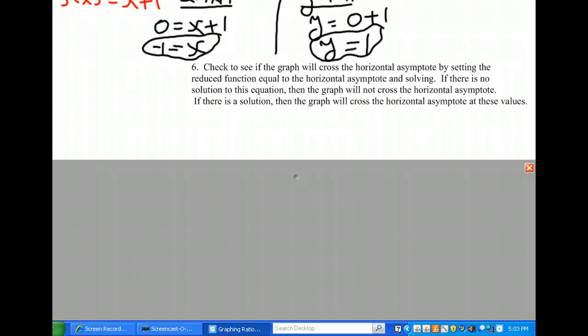Our next step is to check to see if the graph will cross the horizontal asymptote by setting the reduced function equal to the horizontal asymptote and solving. But as you remember, we have no horizontal asymptote, so we don't have to worry about it crossing it. So this does not apply in this case.